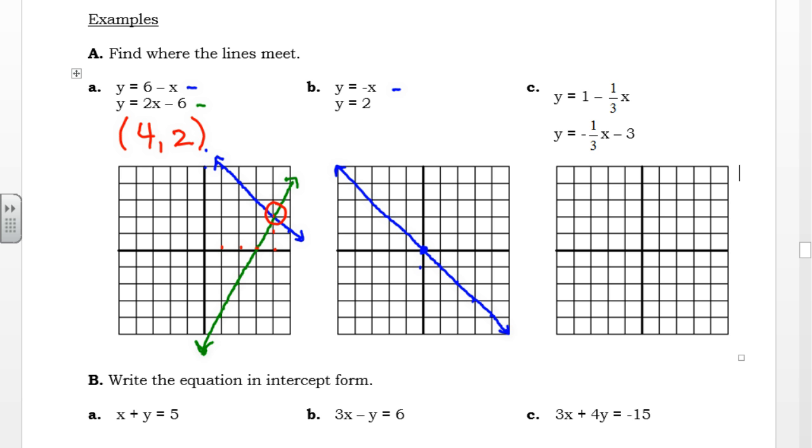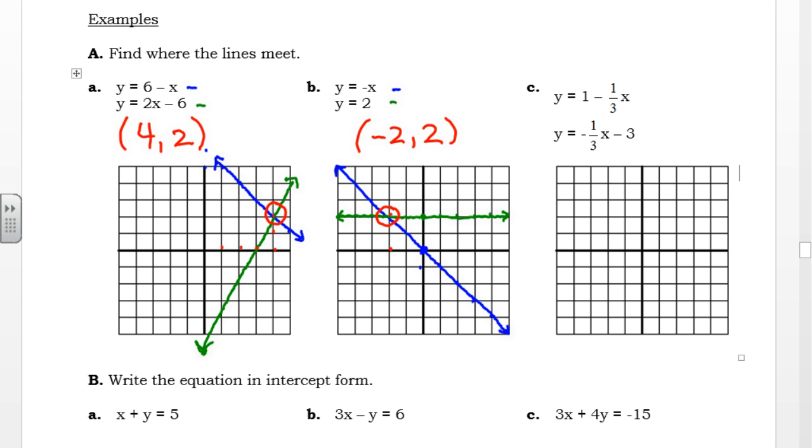The next equation is y equals 2. This equation has no x. That means the slope is 0. So this is going to be a horizontal line. The intercept is 2. So slope of 0 means over 1 up 0. And then where they meet will be my solution. That is -2, +2. 2 to the left and 2 up.